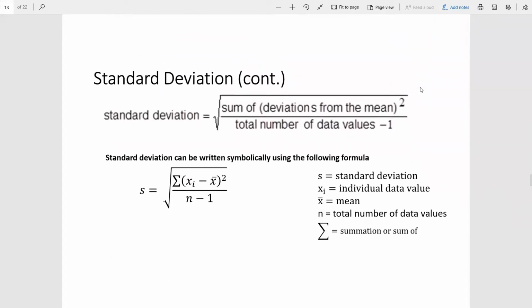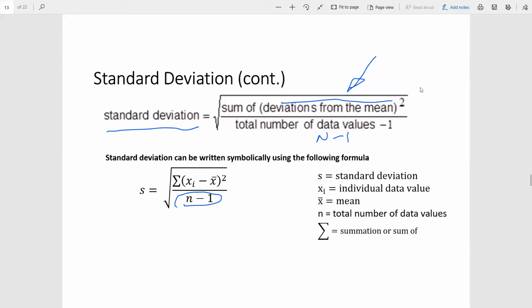Now here is how you calculate the standard deviation. It's pretty simple to see, but when you've got a lot of data points, it can get pretty complicated actually calculating it. But the standard deviation is equal to the square root of the sum of all the deviations from the mean squared divided by n minus 1, the total number of data values minus 1. So you take each data point, subtract the mean, square it, and do that for every data point, add them all up, and divide by n minus 1, and take the square root.